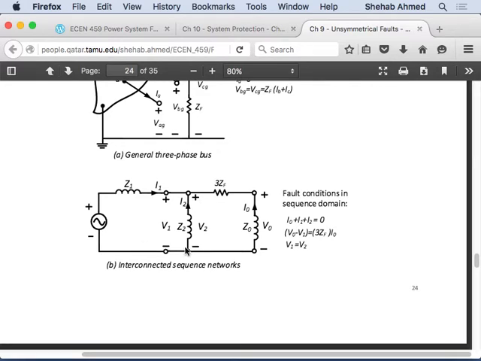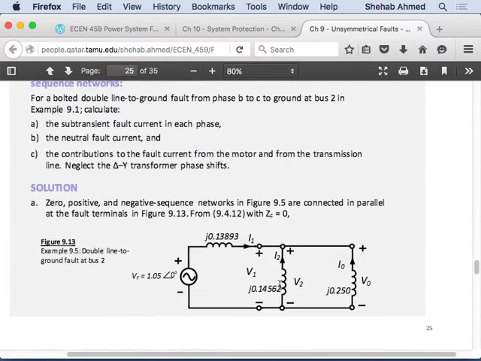It becomes a circuit, but you just have to make sure that you pay attention to your variables and their polarities, so that when you find the current flowing, and if it's going in this direction, then this current is equal to negative I0, right? So just make sure you maintain the polarities of the sequence variables, the sequence quantities.